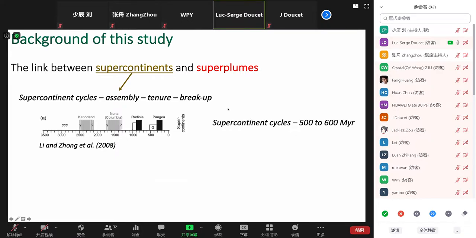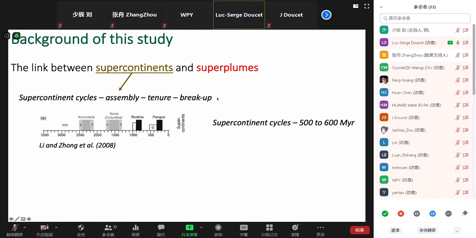Okay. And we have Pangaea, the last one we know very well. We have Rodinia, fairly well known, and then we have another continent, Nuna, or some people call it Columbia, and probably maybe another one which is known as Kenorland, though this one is very controversial. But what is very important is that the supercontinent cycles are episodes of assembly, tenure and breakup, which take between 500 to 600 million years. So we have cycles of supercontinents forming and dispersing. So this is the definition of the supercontinent and the supercontinent cycles.